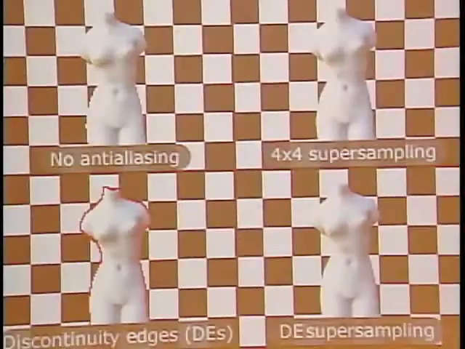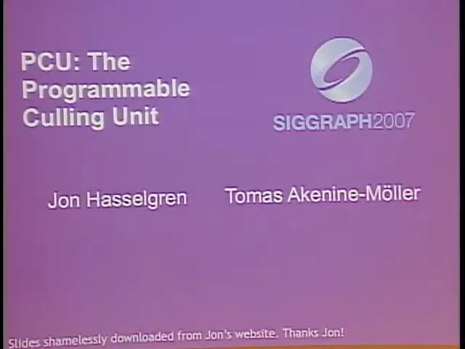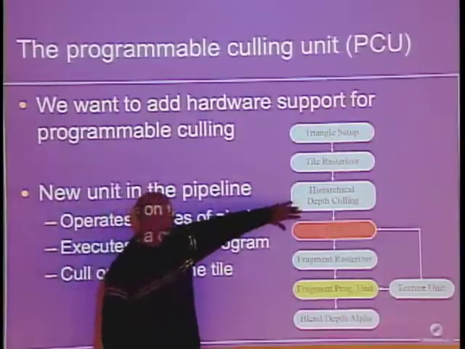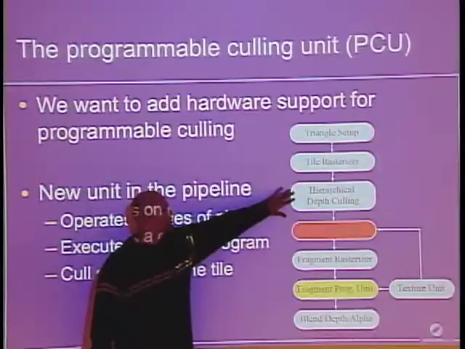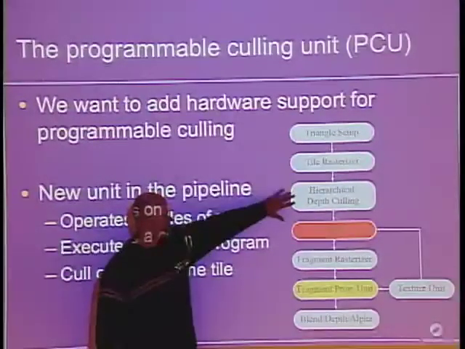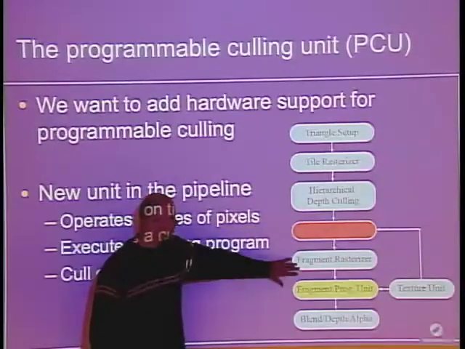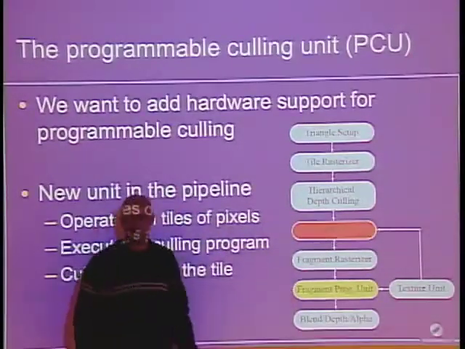Okay, so these guys were interested in programmable culling. We've just talked about how culling is important. Everybody tries to get rid of useless work. That's one of the big themes we have here. So what they wanted to do was add a new unit in the pipeline, one that goes after the hierarchical depth cull. So we rasterize, we do some depth culling, then we put in this programmable culling unit, then we rasterize into fragments and run our fragment program.